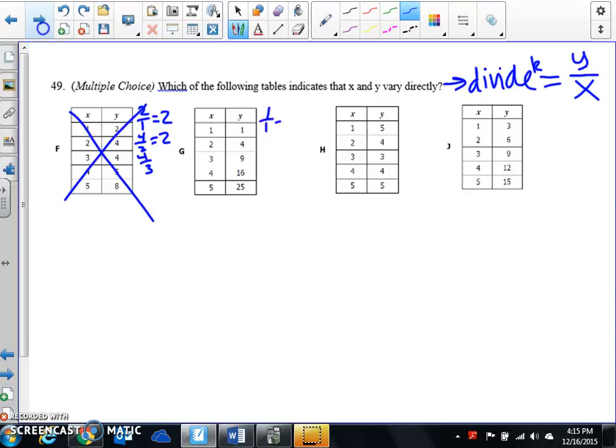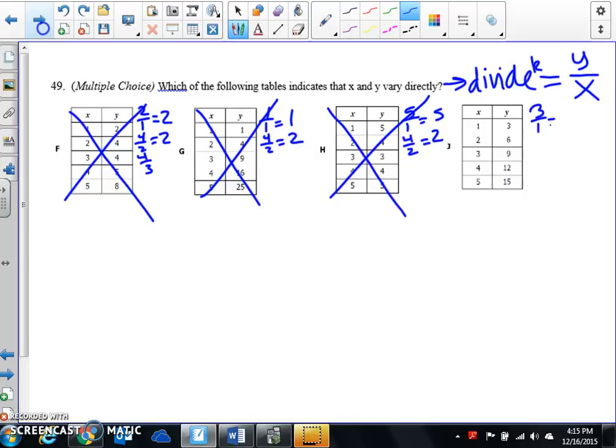1 divided by 1 is 1. 4 divided by 2 is 2. That doesn't work. 5 divided by 1 is 5. 4 divided by 2 is 2. Nope.